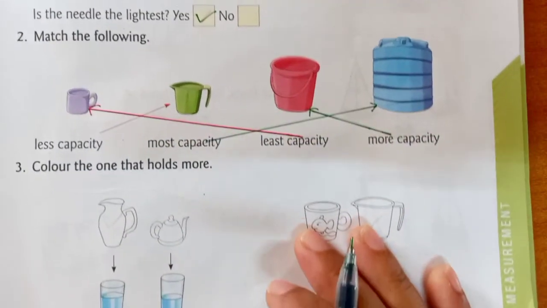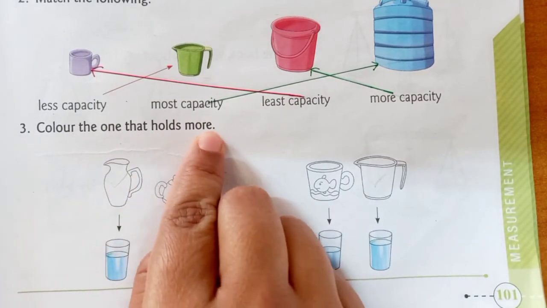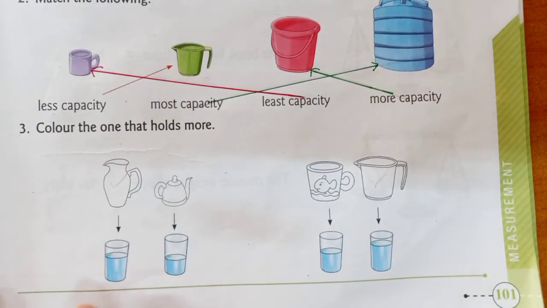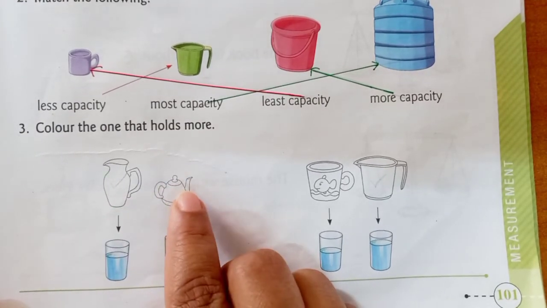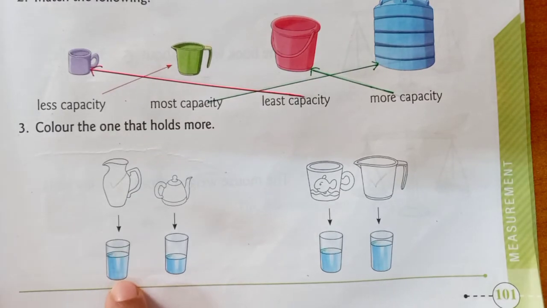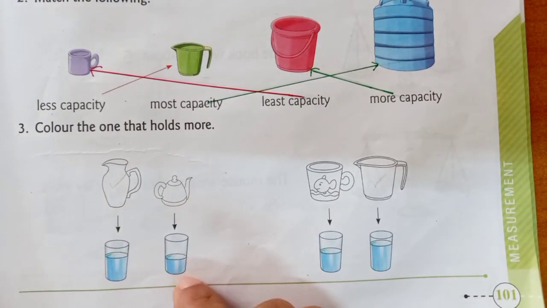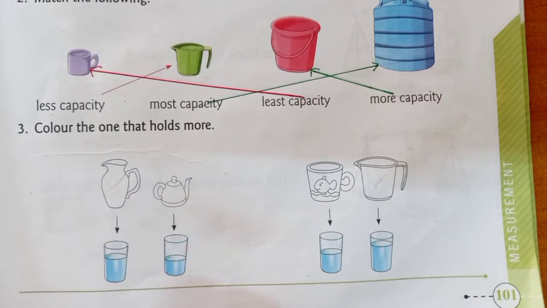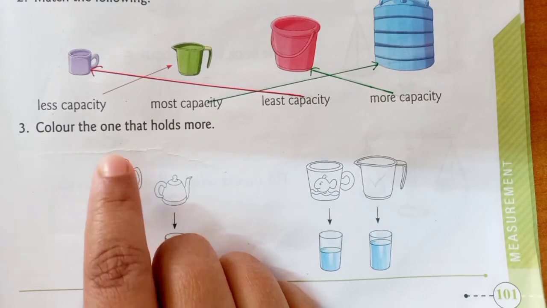Now question number 3. Color the one that holds more. Which container can hold more water? See here, this is a jug and this is a kettle. The jug can hold this much water and the kettle can hold this much water. So which container can hold more water? Jug. So we have to color the jug.